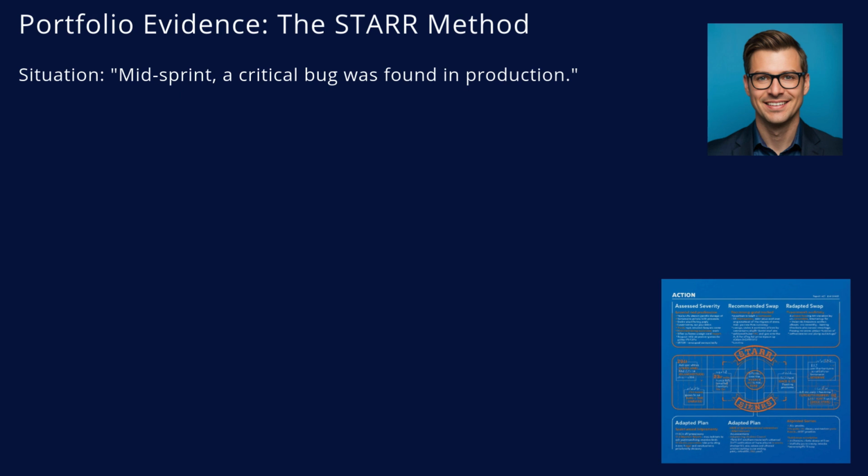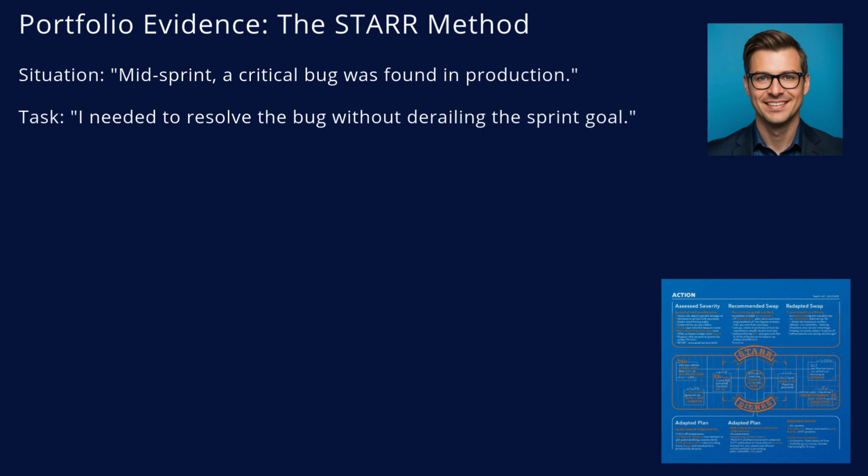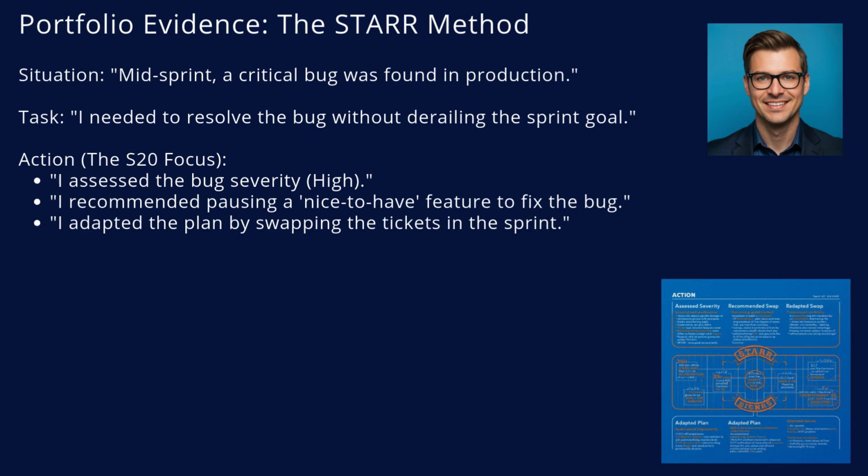For your portfolio, use STAR. This is the crisis management story. Situation. Midway through a sprint, a critical bug was reported in the production login system. Task. I needed to resolve this urgent issue without completely derailing the committed sprint goal. Action. I assessed the bug severity and confirmed it was critical. I recommended to the product owner that we pause a nice-to-have UI feature to free up capacity. I adapted the plan by swapping the tickets in the Jira board and creating a hotfix branch immediately.